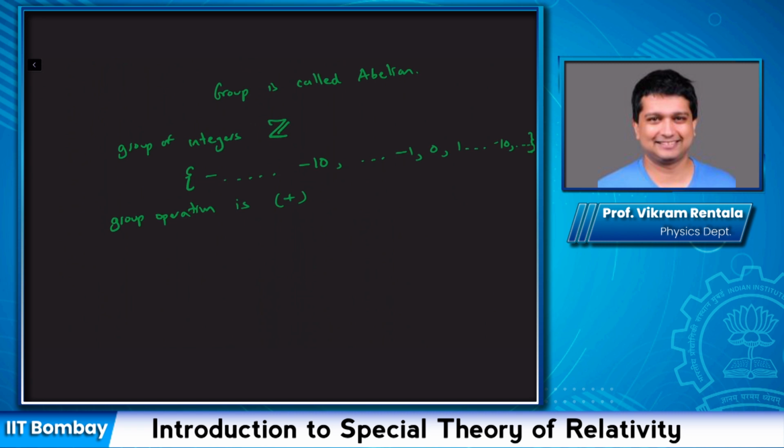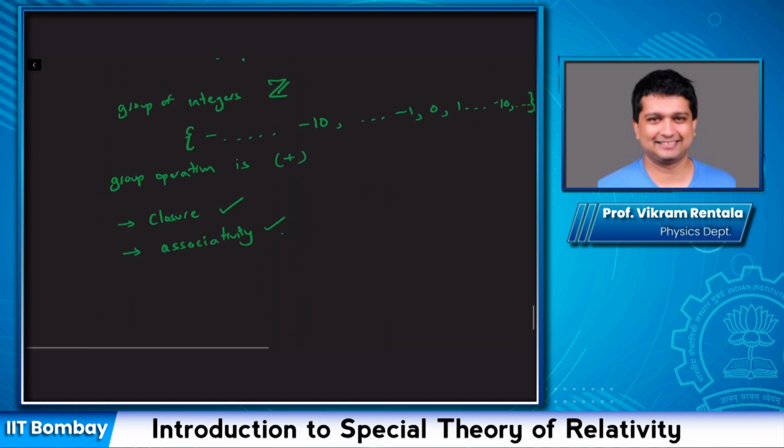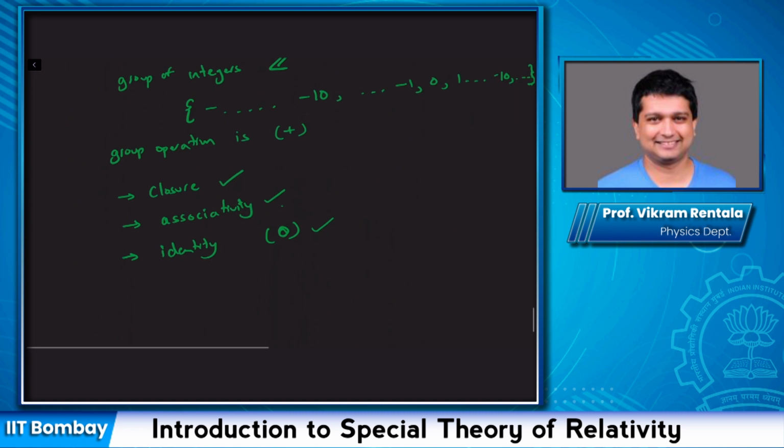And obviously this group operation satisfies the closure property. If I add two integers, I get a third integer. So it satisfies the closure property. It satisfies associativity because the order in which I add the integers doesn't matter. It has an identity element under addition. That identity element is 0. So anything added to 0 gives me back the same element, and that element belongs to the set. So this is the identity element.